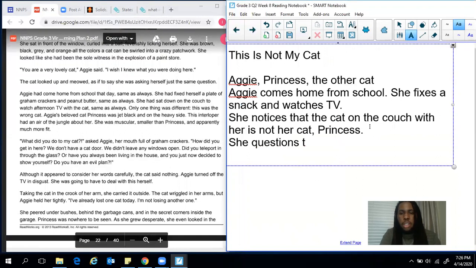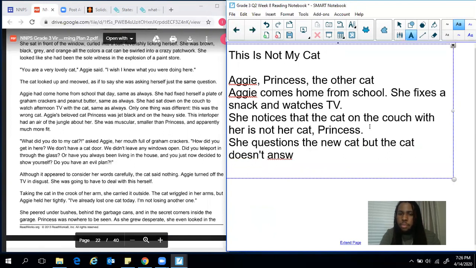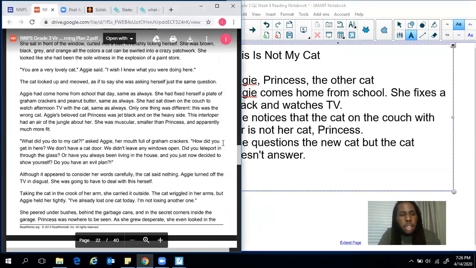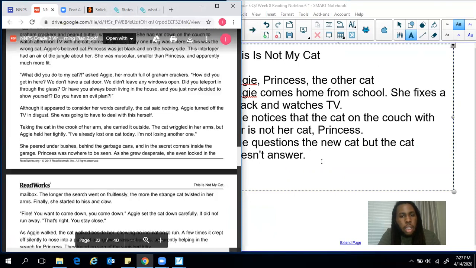She questions the new cat, but the cat does not answer. Friends, it's a cat. This isn't a fantasy story, so you don't have talking animals. The cat isn't going to answer. All right.